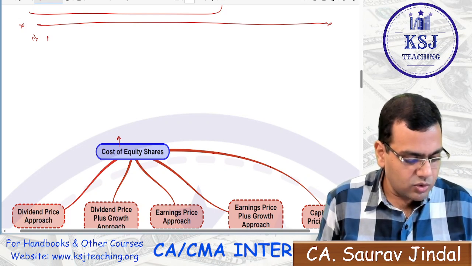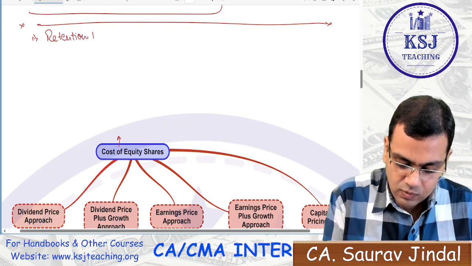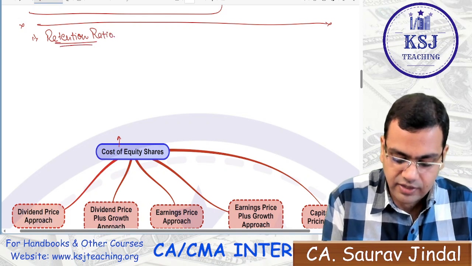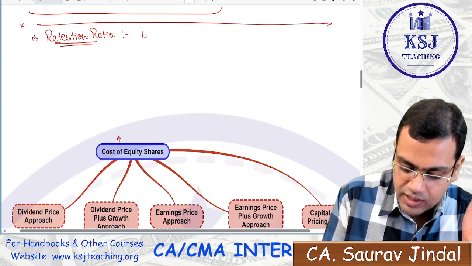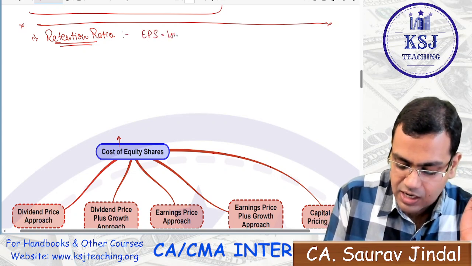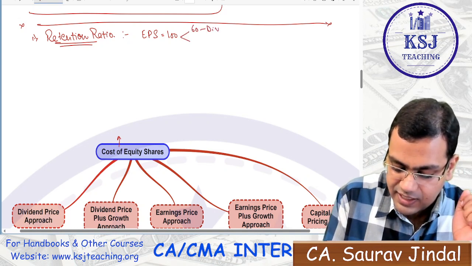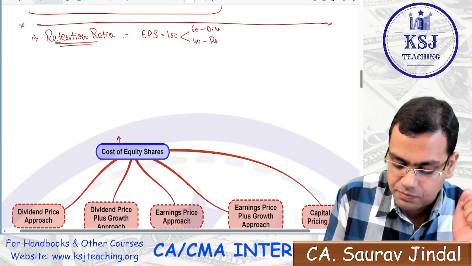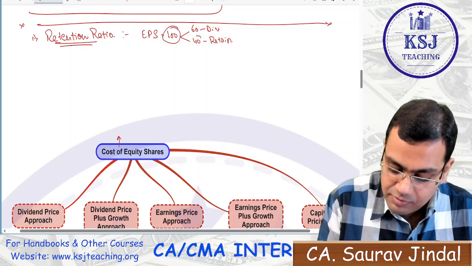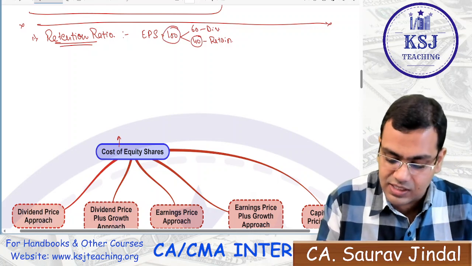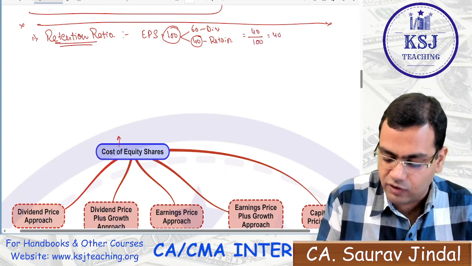One is the growth rate, retention ratio. I'll talk about retention ratio. What is retention ratio? Retention ratio tells us that out of the earnings per share, let's say your EPS is 100 rupees, you have decided to distribute 60 as dividend, and you have decided to retain 40 rupees in the business. So retention ratio tells us how much of the 100 rupees you are going to retain in the business. That will be 40 divided by 100, that is 40%.